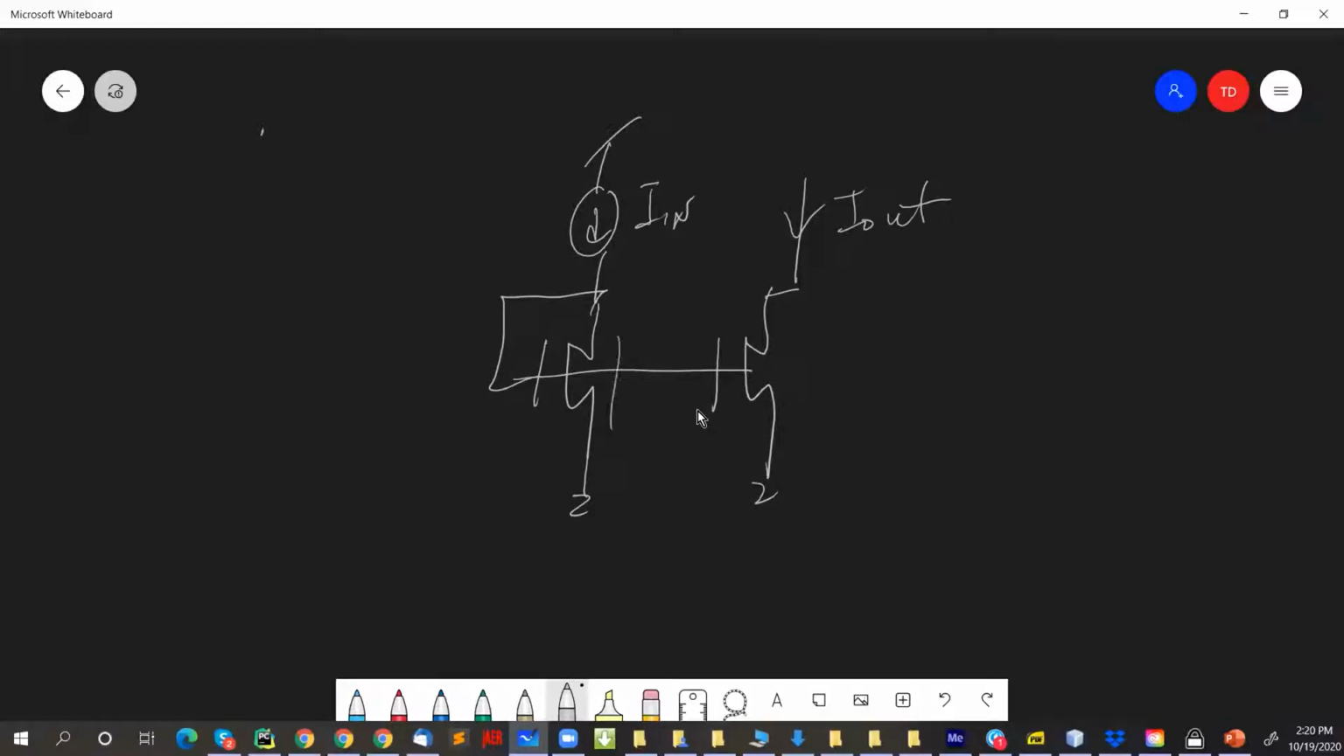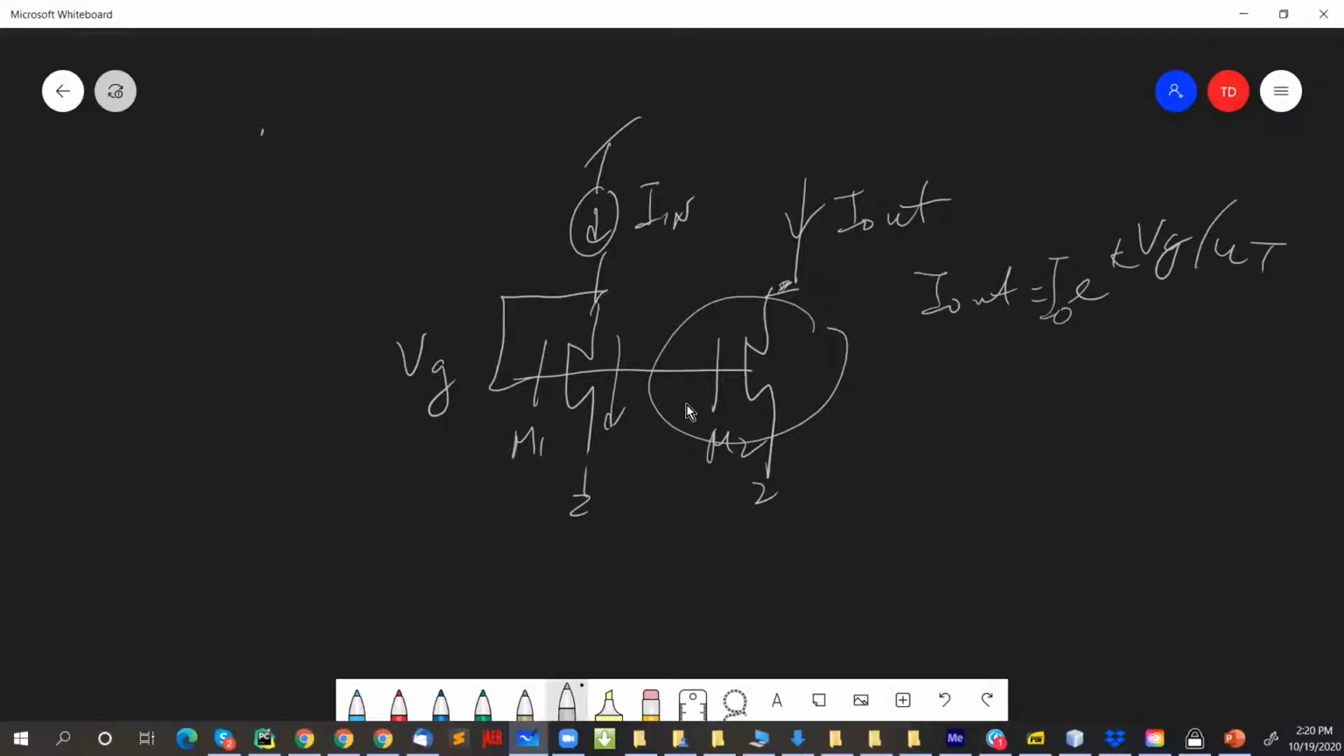Okay, and so let's assume this is I1 and I2, corresponding to transistors M1 and M2. Actually, let me not use this. This is just I out. Let's just do that. Okay, then because the gate voltage is the same for both transistors and also the source is the same, the only thing that's different is the drain voltage of this transistor versus this one. But if you can guarantee that this transistor is in saturation, then what you can write is I out equals I0 e^(kappa VG / UT) for this transistor, and the same for I in.